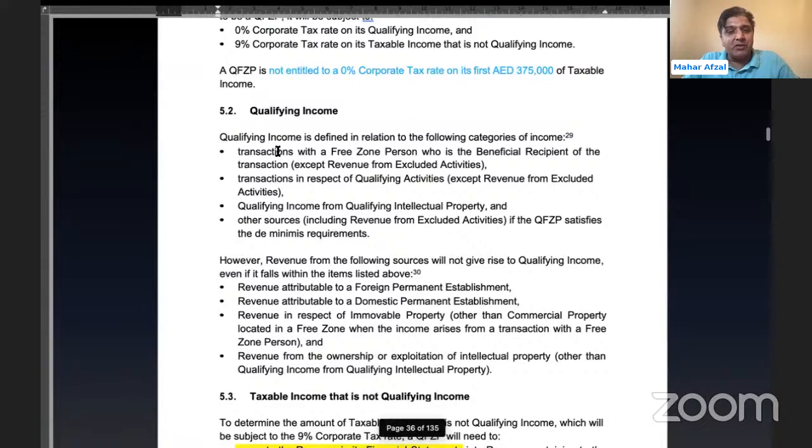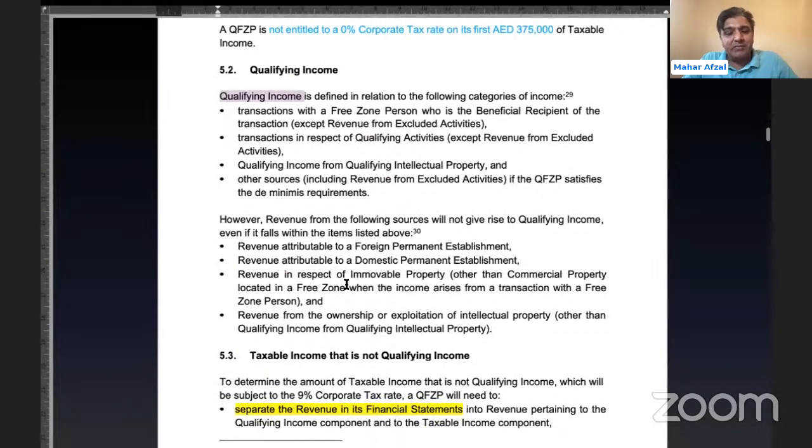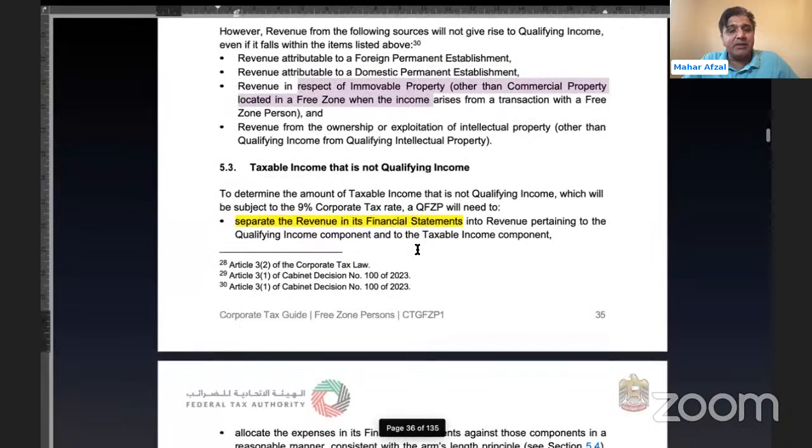So they have mentioned again, this is a qualifying income. You can go through this. This is the qualifying income. This is an income that will be straightforward subject to tax at 9%. Taxable income is separate from qualifying income.